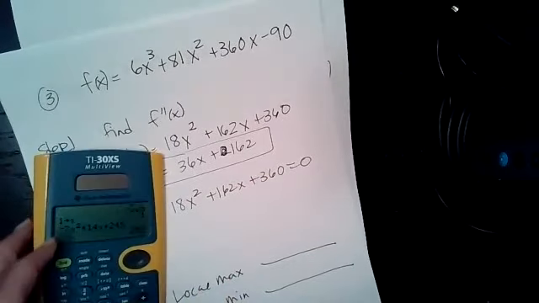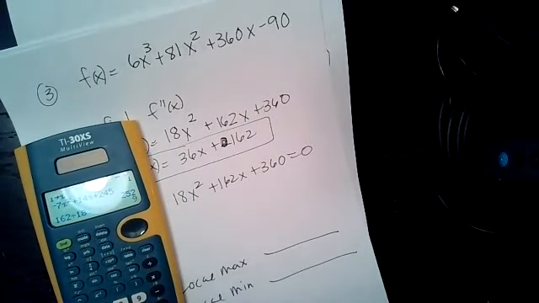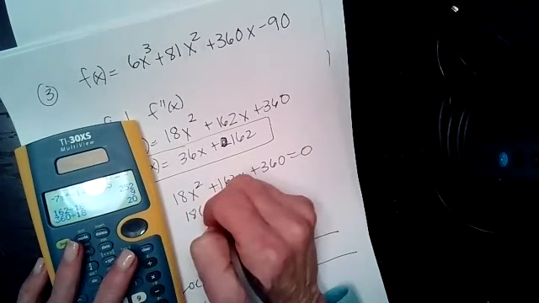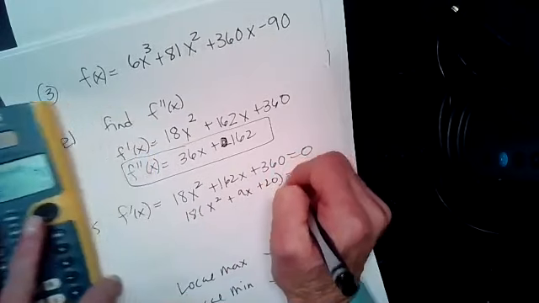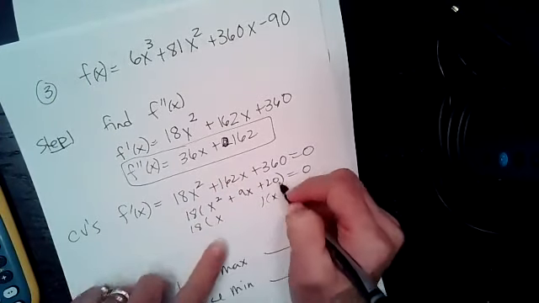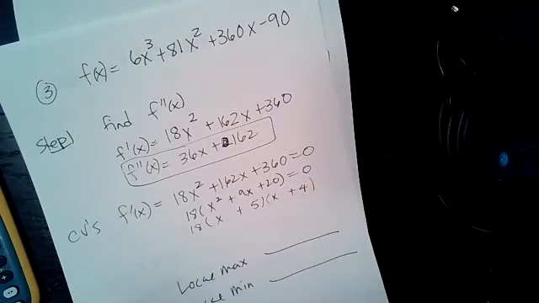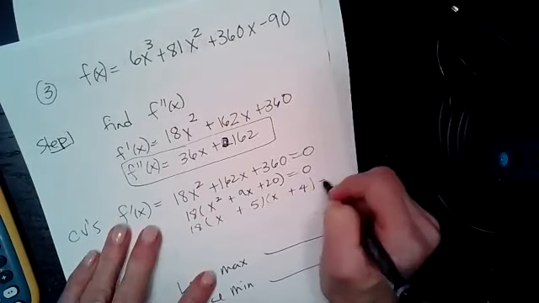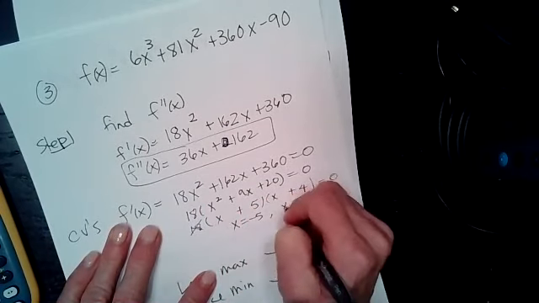Now, can I take an 18 out of everything? So 162 divided by 18 is 9. 360 divided by 18 is 20. So yes, if I take out an 18, I get x squared plus 9x plus 20. And so when I multiply two numbers to get 20, 5 times 4, and they add together to get positive 9, that's what I have. And when I set it equal to 0, that doesn't have an x, so I get x is negative 5 and x is negative 4.